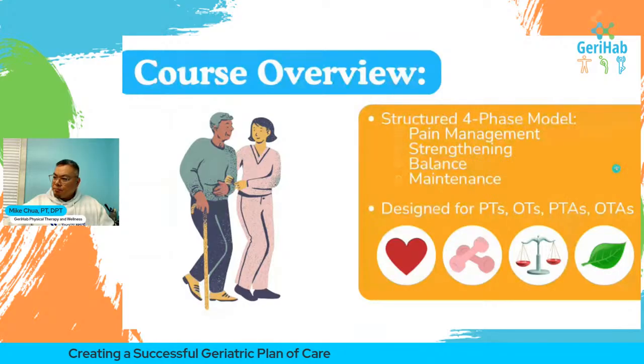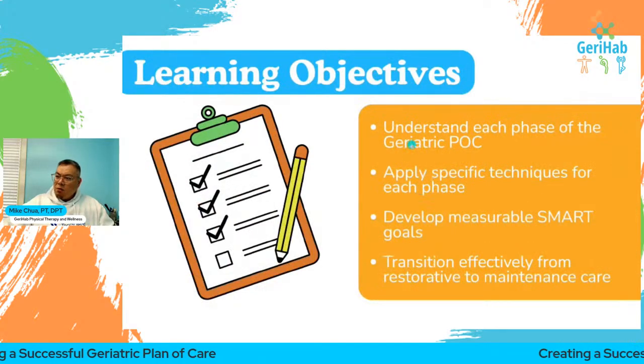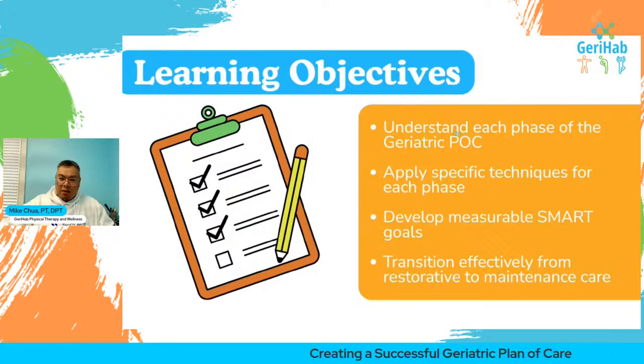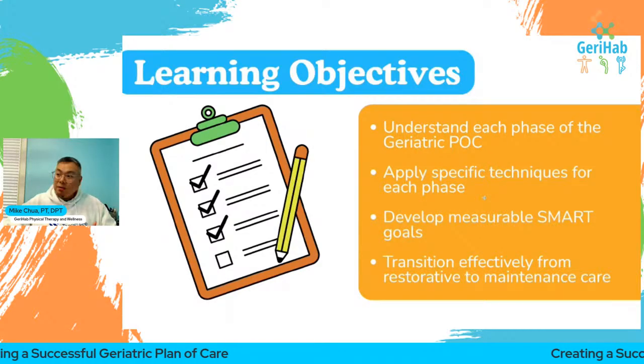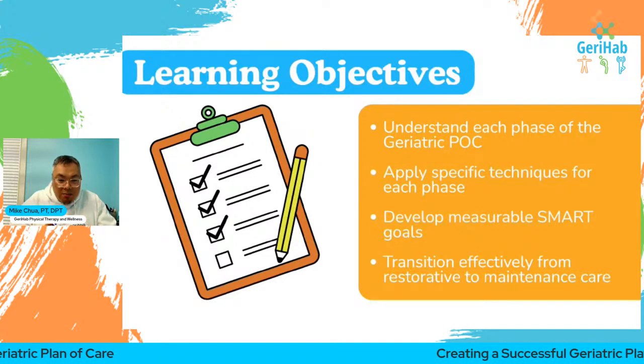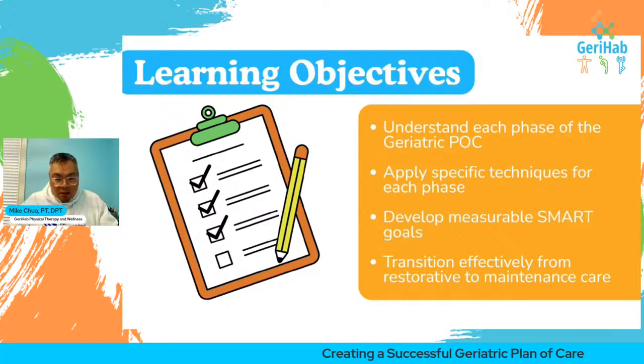So what are our objectives? We want to understand each phase of the geriatric plan of care. What is it for? What is it supposed to do? And then, of course, apply the specific techniques for each phase. We just can't strengthen someone if the patient is still hurting. We can't improve their balance if they are still weak.